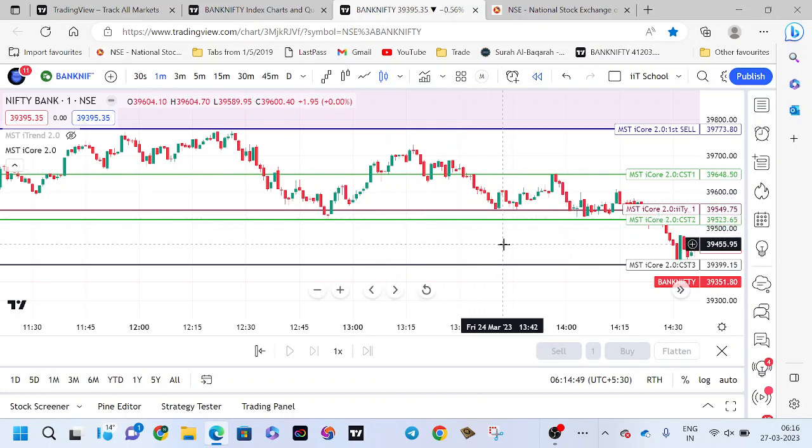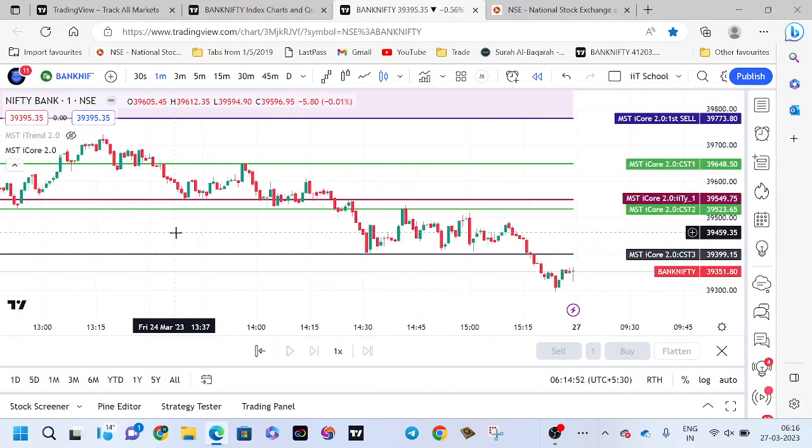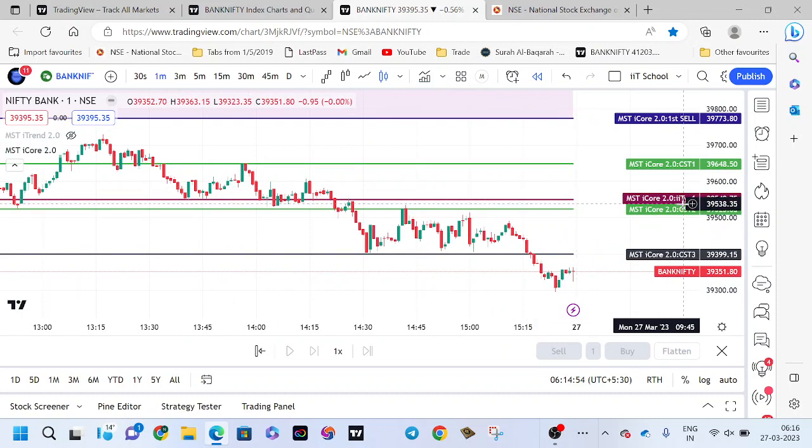Then they will be upset. Whenever I buy the call option, it is going down; whenever I buy the put option, it is going up. So to avoid this, psychologically our indicator has been prepared, so it will show you the exact point of reversal from where it will reverse. So hope it is clear.